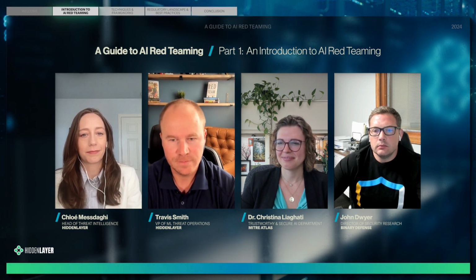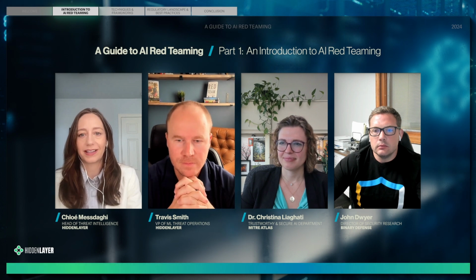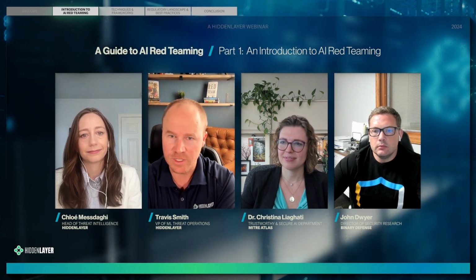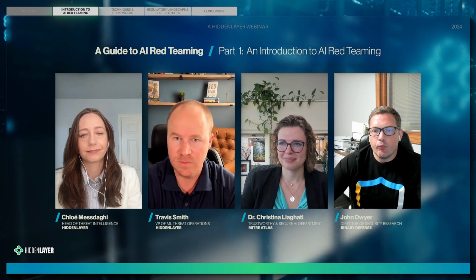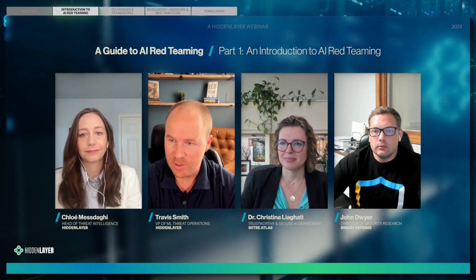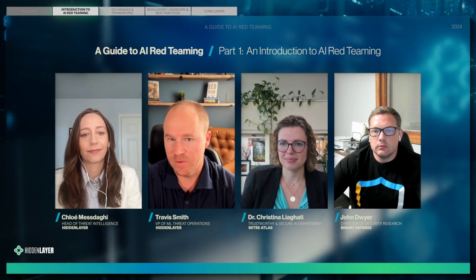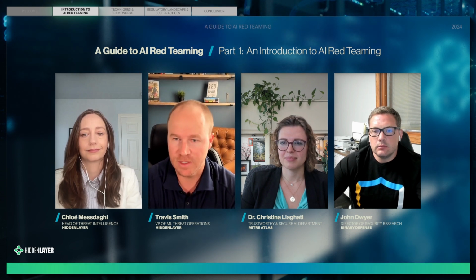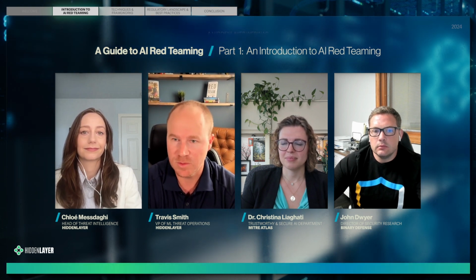What are some common findings when doing red teaming in AI systems? Yeah, and I think it really comes down to what's the scope of the red team engagement itself. But when you're looking at something like predictive models, one of the common findings is we are able to bypass those models via inference attacks.